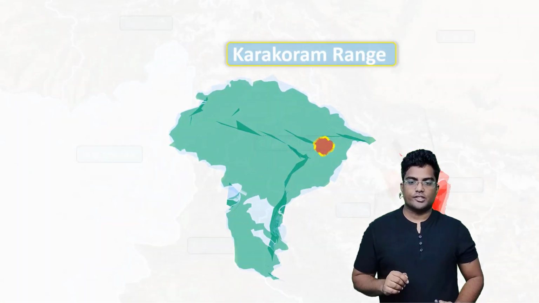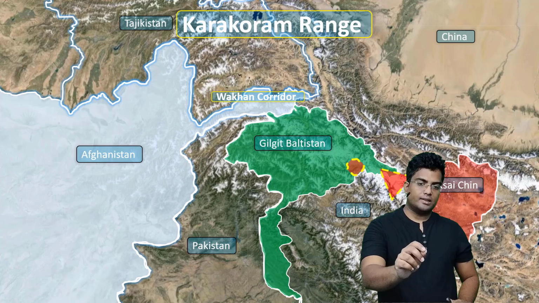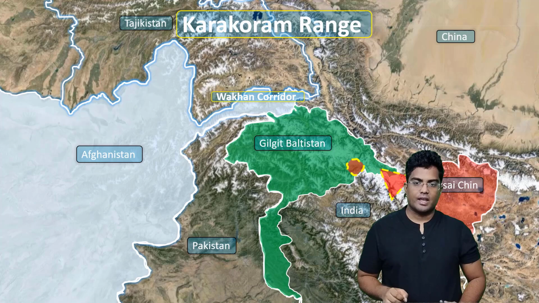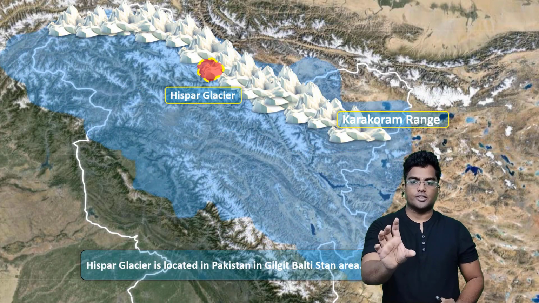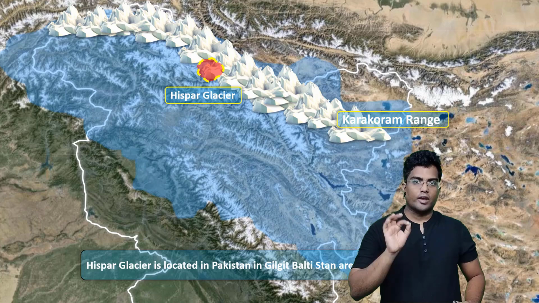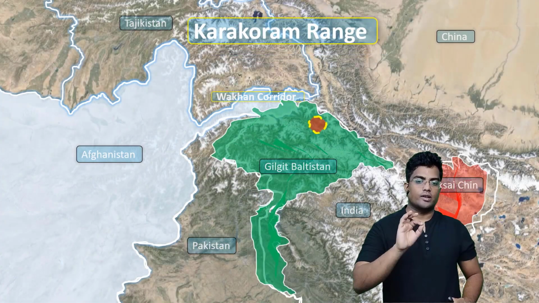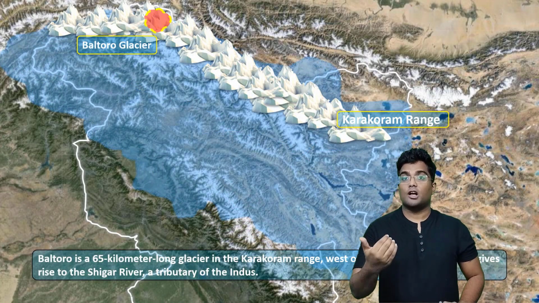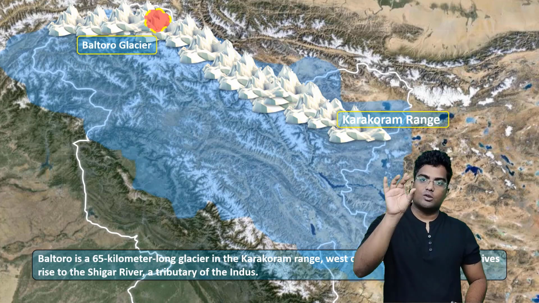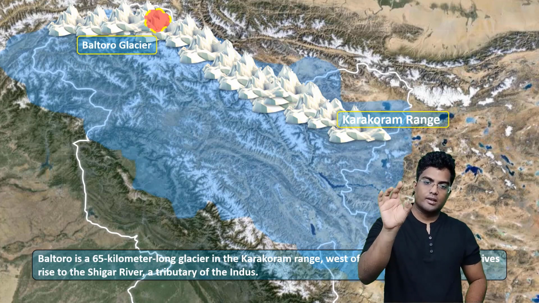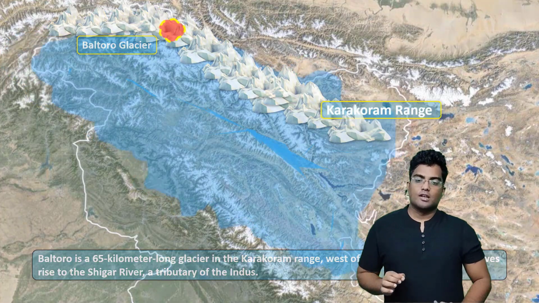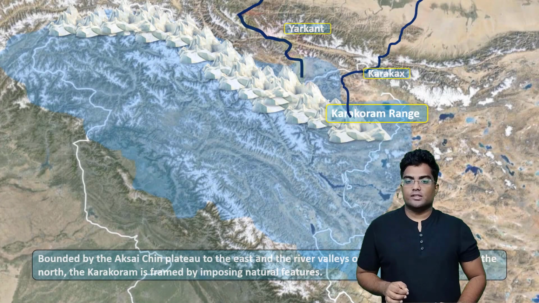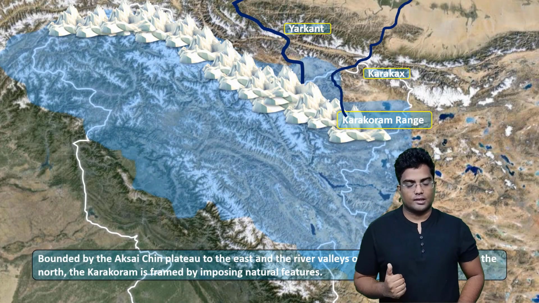Let's have a look at the location. That's Siachen and that's Biafo Glacier. Next, have a look at the Hispar Glacier. That's Hispar Glacier, located in Gilgit-Baltistan. Next, we have one more glacier, Baltoro Glacier, and this is the most northern glacier in the Karakoram range. This is also located in Gilgit-Baltistan. So essentially that's pretty much about the glaciers.